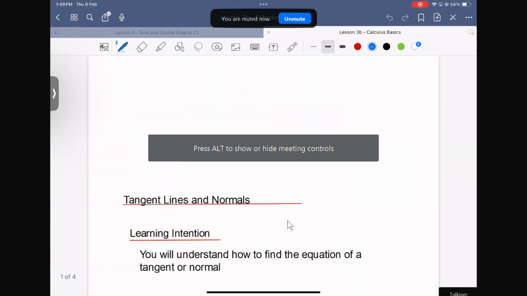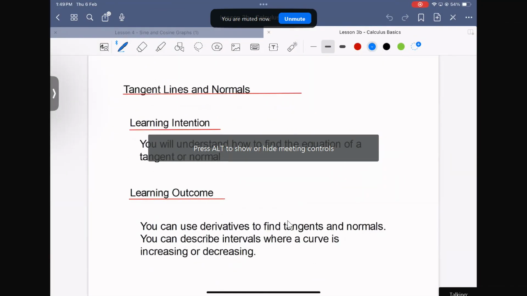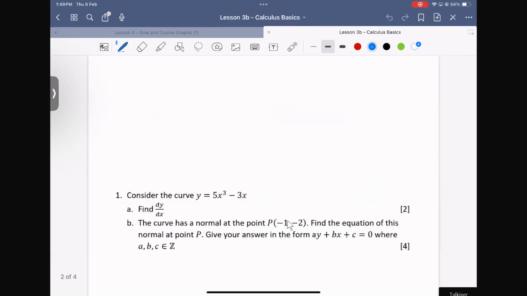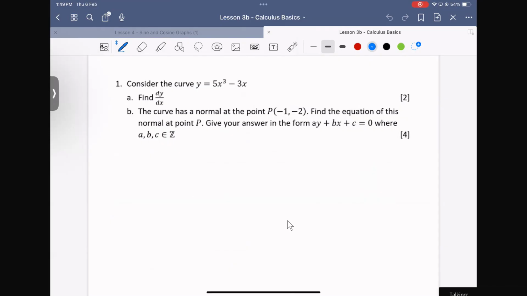Okay, so today we are reviewing tangent lines and normals and basics of calculus. So the first step is we've got the curve y equals 5x cubed minus 3x, and we need to find the derivative. So I think we're pretty good at this bit. So who can tell me what dy/dx is going to be equal to? Sorry, let me take Zoe.